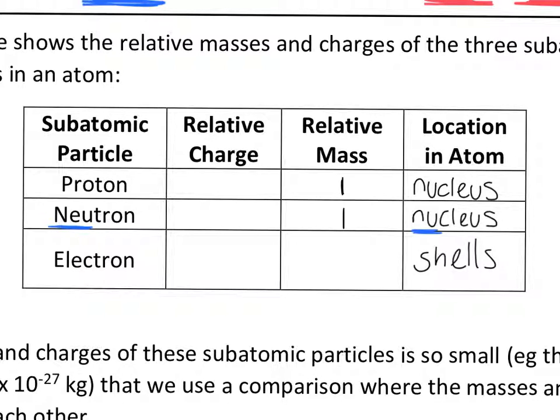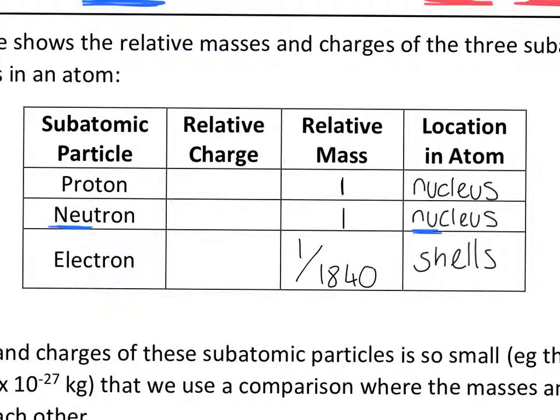And if we had 6 protons, it would have a mass of 6, and so on. Electrons are a little bit different in that their mass is even more light than a proton or a neutron. Compared to protons and neutrons, we say that an electron has a relative mass of 1 over 1,840. Now that seems like a very random number, but it is a fraction that you need to know.